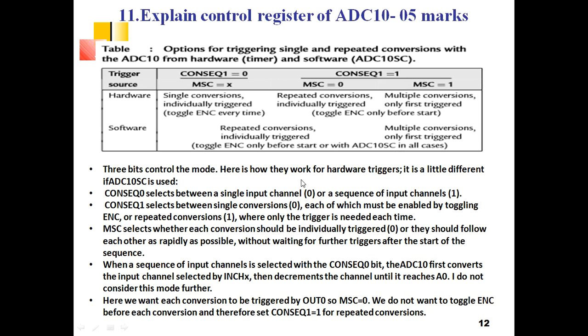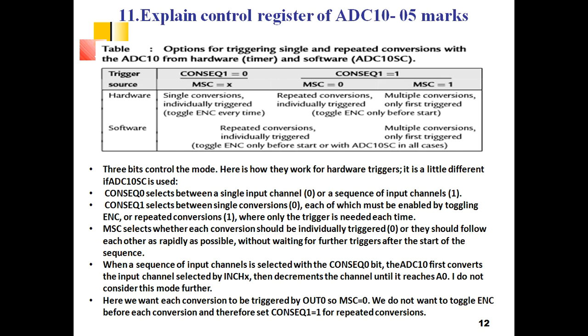Here, how they work in hardware triggering is a little different from the ADC10 start conversion. Instead of doing it in software, how is the hardware triggering going to happen? CONSEQ0 selects between a single input channel 0 or a sequence of input channels 1, and CONSEQ1 selects between single conversion 0, which must be enabled by toggling the enable conversion, or repeated conversion, where only one trigger is needed each time. And finally MSC selects whether each conversion should be individually triggered or should follow each other as rapidly as possible without waiting for further triggers.